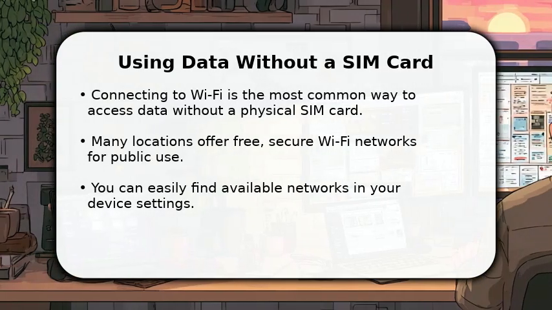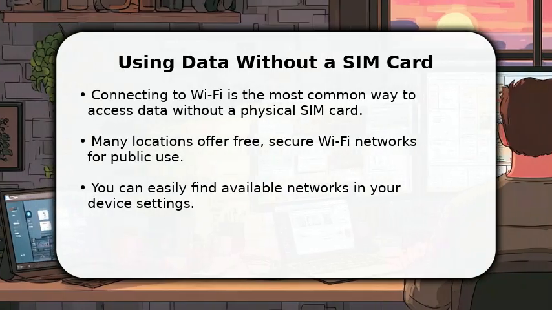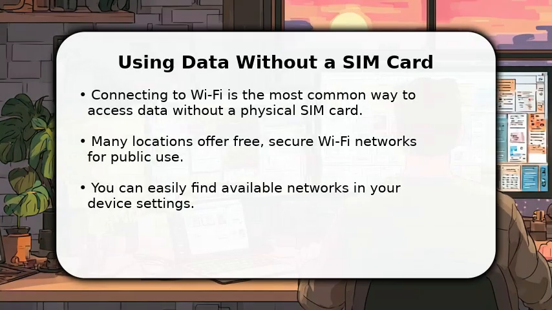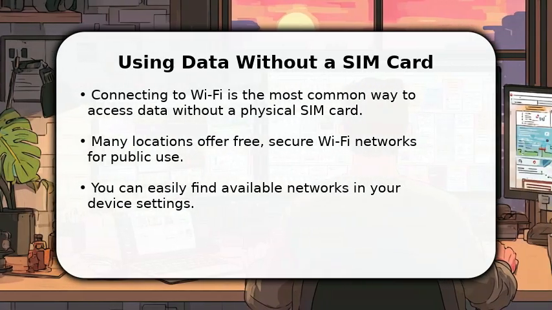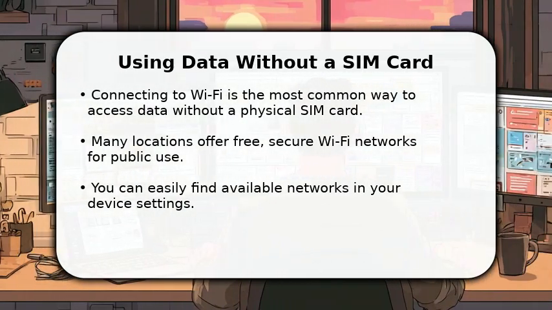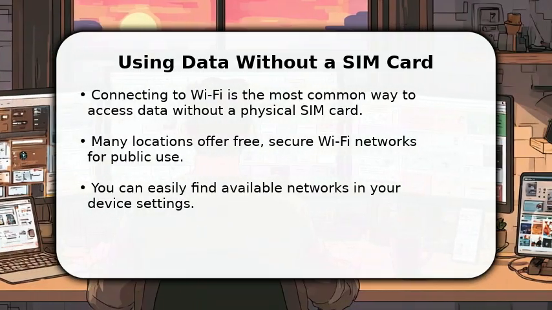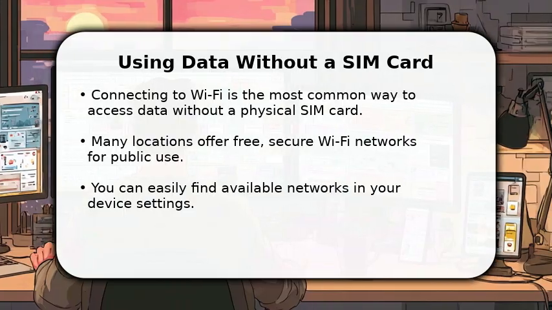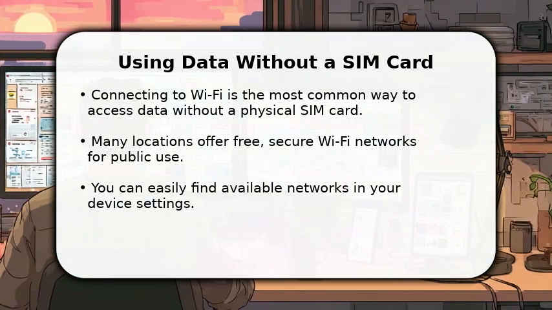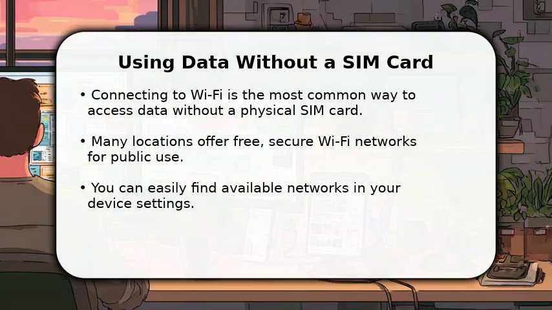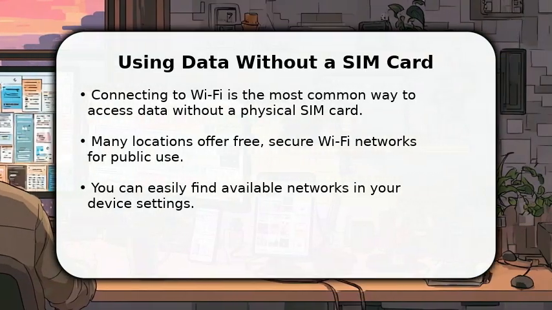In this video, I will explain how to use data without a SIM card. Your first and most straightforward option is to connect to a Wi-Fi network. Most places you visit, like cafes, hotels, or even public spaces, offer free and fast internet access. Simply open your phone settings, locate the Wi-Fi option, and choose a secure network to join. This method ensures you stay connected effortlessly.